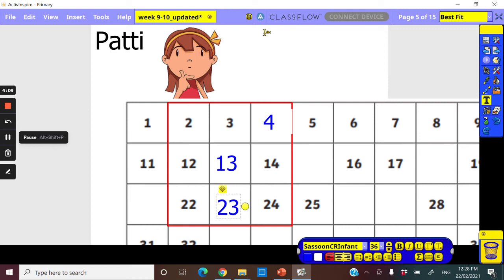How did you go? Did you get the same answer as me? I had a look outside the box. 5 to 6, 6 to 7, 7 to 8. There's only one jump between each of those squares, those numbers. So I know that 2 to 3 is one jump, 3 to 4 is one jump. Same 12, 13, 14, 22, 23, 24. There's just one step between each of those numbers. Press pause if you need to fix up your answer or give yourself a tick. Fantastic work.